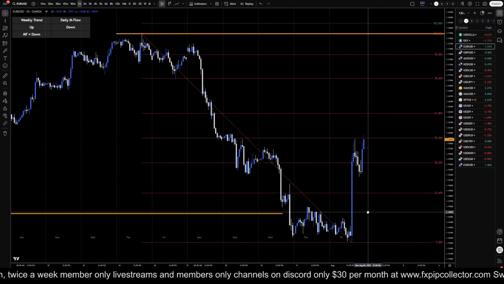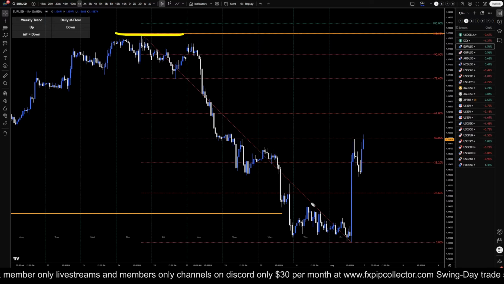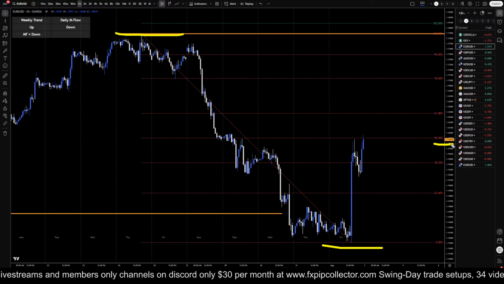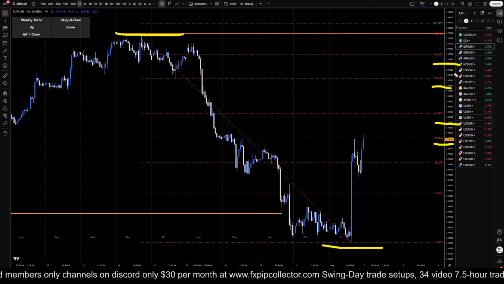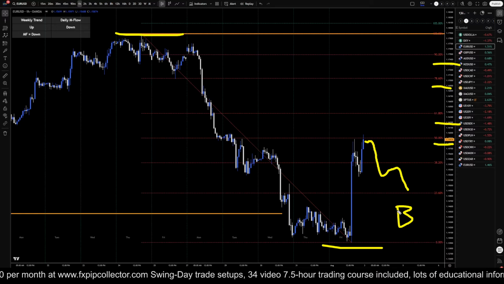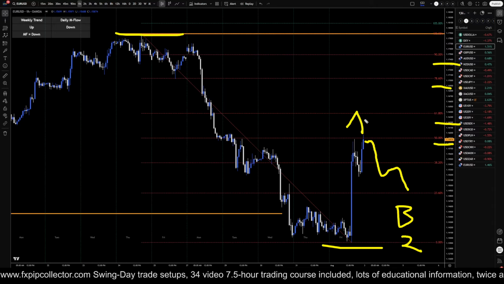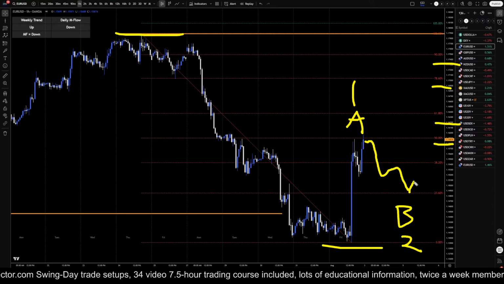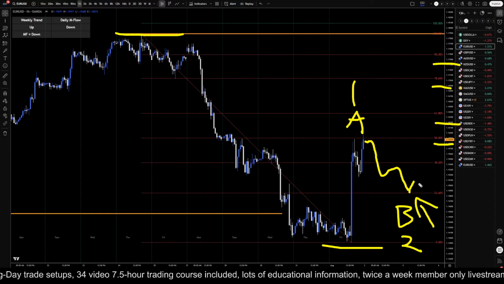Going down to the 1 hour time frame, I have my Fibonacci retracement on the whole move down because these Fib levels are definitely going to be areas of resistance on the way up. I personally would like to see a decent pullback, something like that. That would be either a wave B or a wave 2. This would either be a wave A or a wave 1. I want to try to go long at the end of this wave B or wave 2.